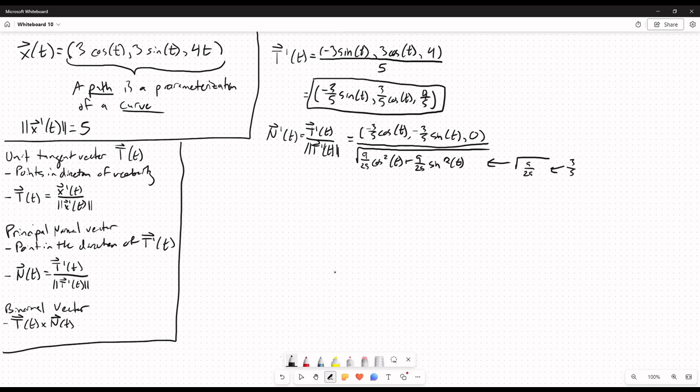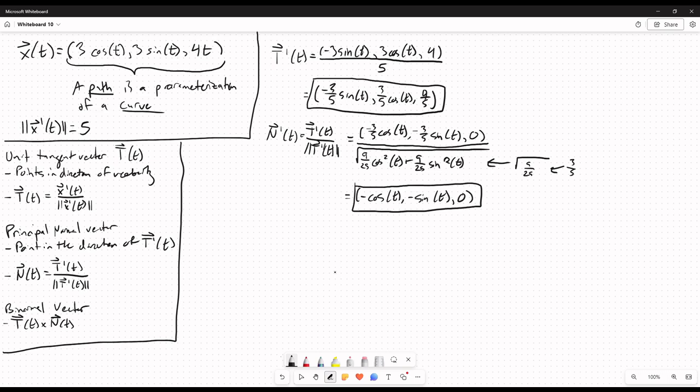Okay, that's really nice. And that maybe isn't the most surprising thing you've seen in your life, because we know that negative cosine, negative sine is a vector with length 1. So it shouldn't be surprising that when we take the norm and divide out by the norm, we're getting rid of that constant 3/5 out front. So all that to say, our principal normal vector will just be negative cosine of t, negative sine of t, 0.